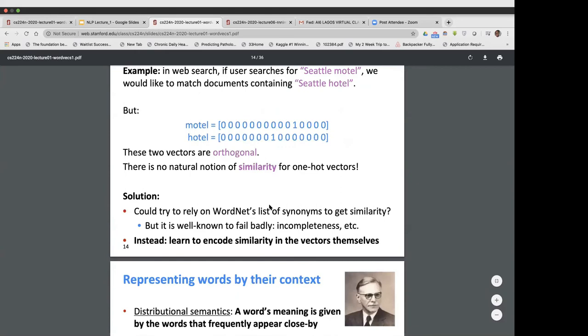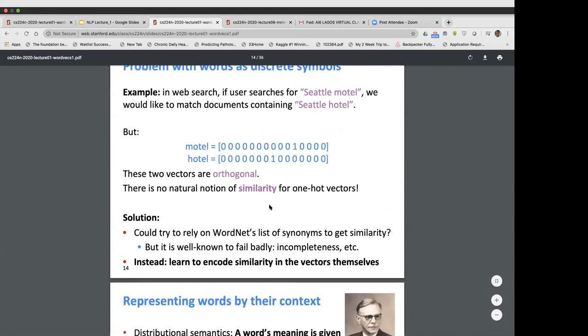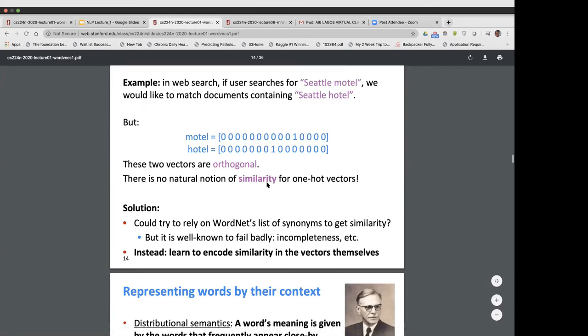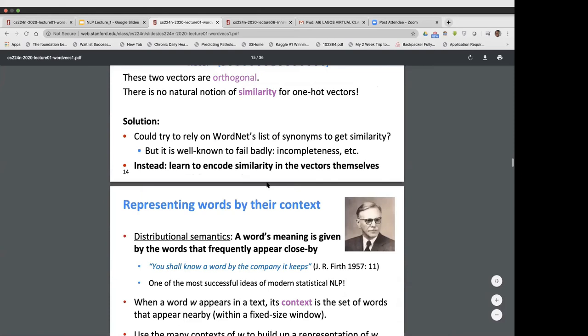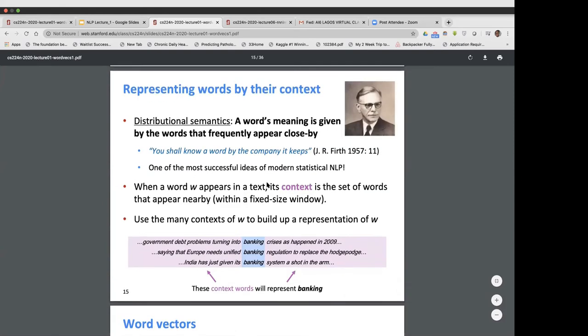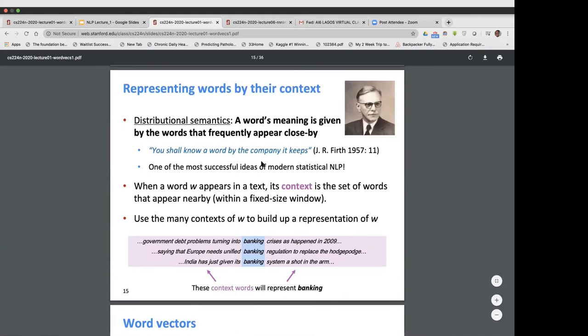So we can try to encode similarity in word vectors, the vector of motel and the vector of hotel. We can choose to represent words by their context. There's a popular saying: you know a word by the company that it keeps. A word's meaning is given by the words that frequently appear close by. In a sentence of five words, you can infer the meaning of the third word from the four words around it. When a word W appears in a text, its context is the set of words that appear nearby within a fixed-size window.